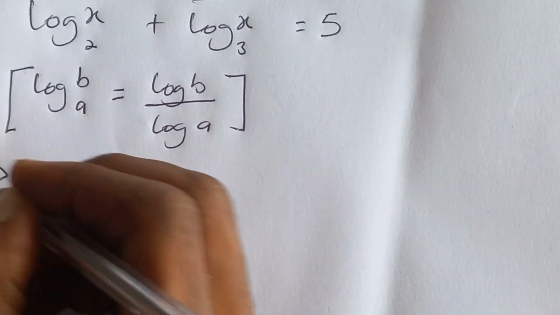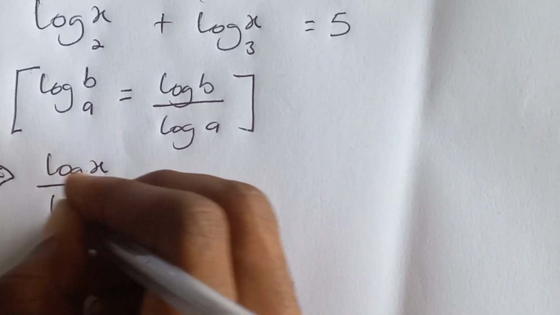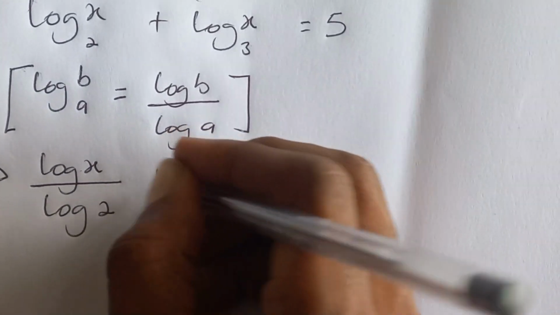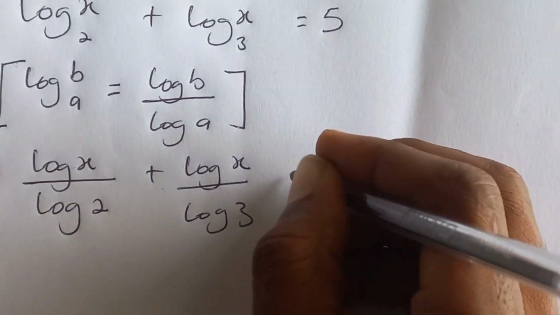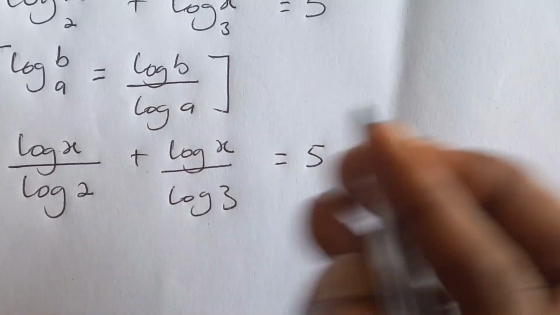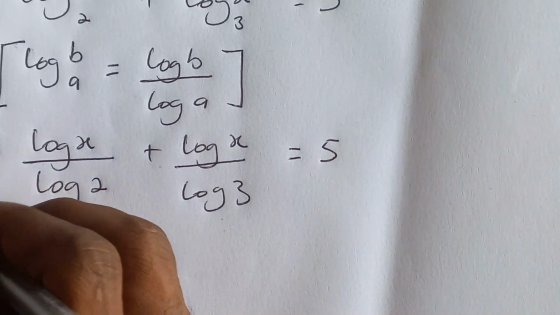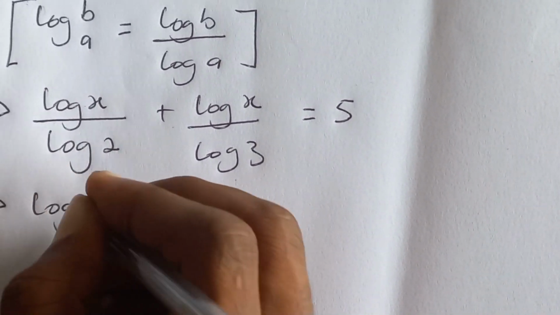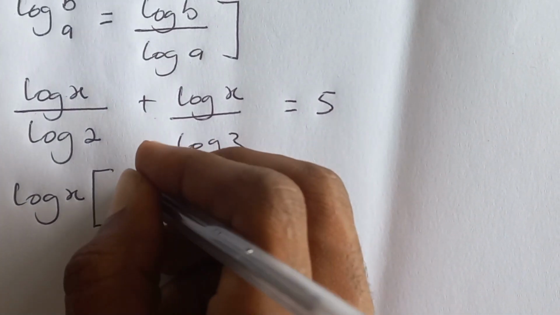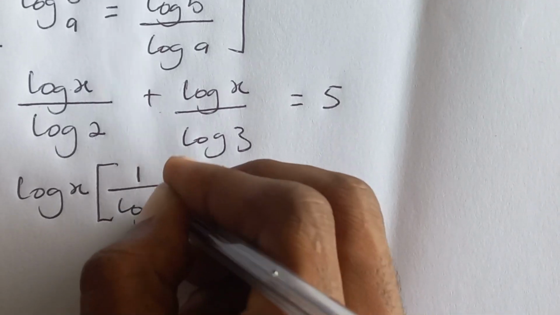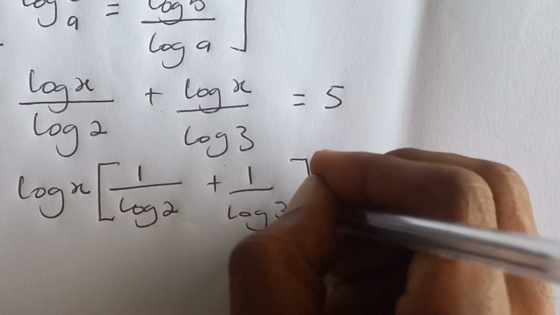So our expression now becomes log x on log 2 plus log x on log 3, which is equal to 5. Looking at this, we can factorize log x out. So to do this, we get log x into brackets, 1 on log 2 plus 1 on log 3, is equal to 5.